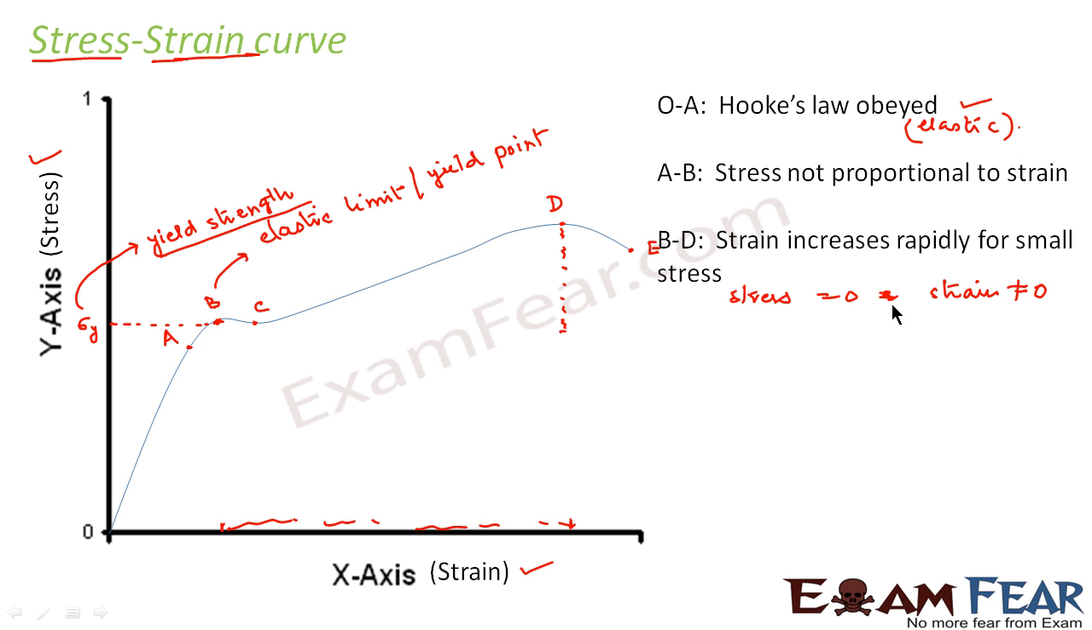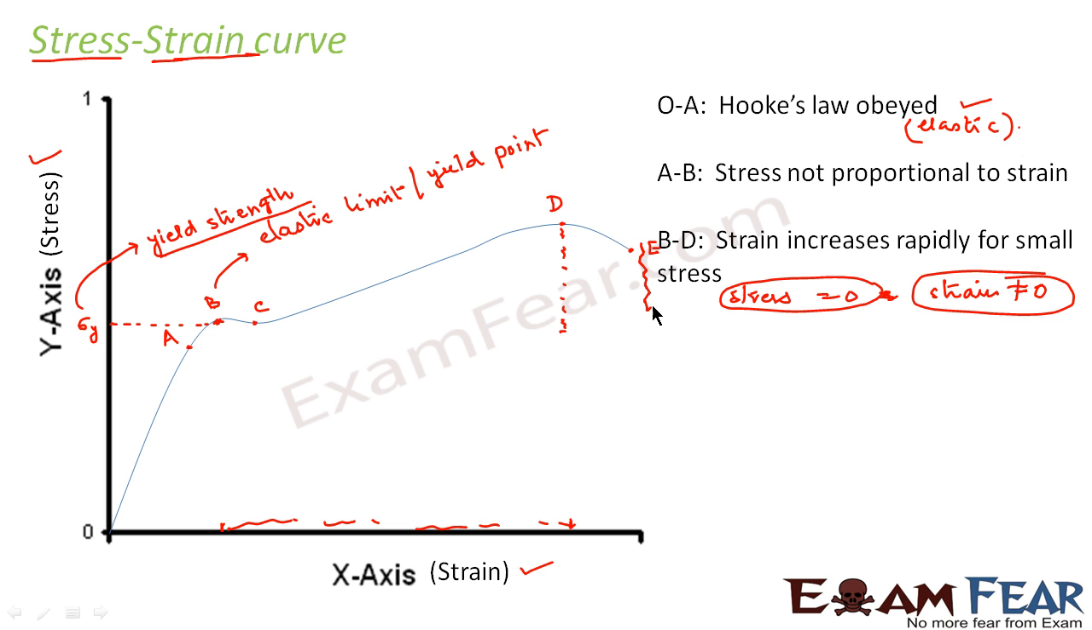Stress can be 0. That means you are not applying any force, but even then there is a strain produced in the body. In this case we say that the material is in permanent set. In this region, from B to D, we say that the material has undergone plastic deformation.